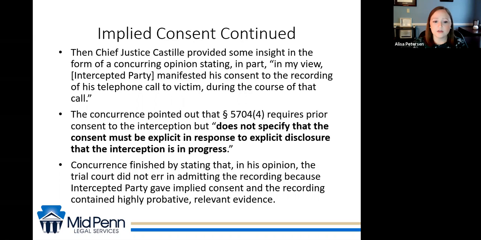So in the Arlington case, where they were discussing the issue of prior consent, because they didn't give an official ruling on what constituted prior consent or implied consent, Chief Justice Castillo decided to provide a concurring opinion saying that in his view, the intercepted party manifested his consent to the recording of the telephone call to the victim during the course of the call. He pointed out that the statute does require prior consent, but does not specify that the consent must be explicit in response to explicit disclosure that the interception is in progress. So in his opinion, it would have been sufficient to plead the exception, especially relevant because the recording contained highly probative, relevant evidence. So it will depend on the judge and their interpretation of the act.